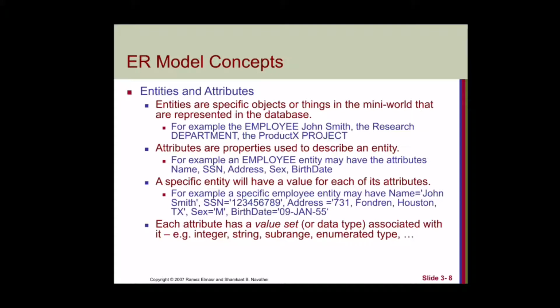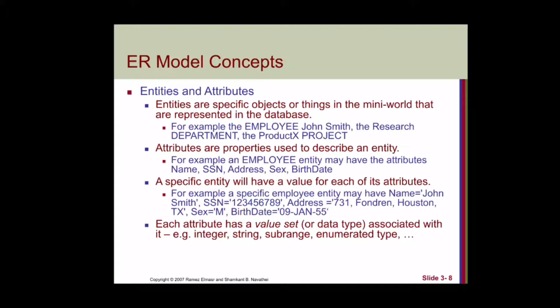Then we have attributes. What do we mean by attribute? Attributes are the properties which we use for defining an entity. We want to define an employee. There will be a name for an employee. Then we give an SSN number, which is unique, like the Aadhaar card number we have in India, a social security number. Then the employee will have his own address, gender, and birth date. So these are the things which describe a particular employee.